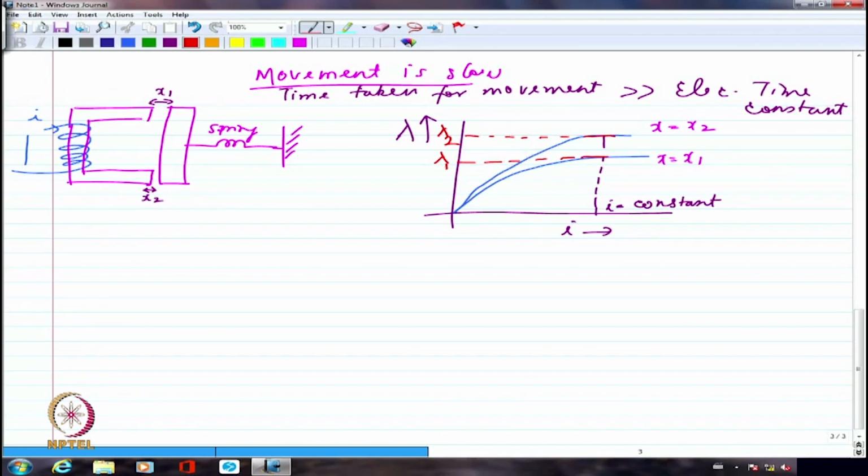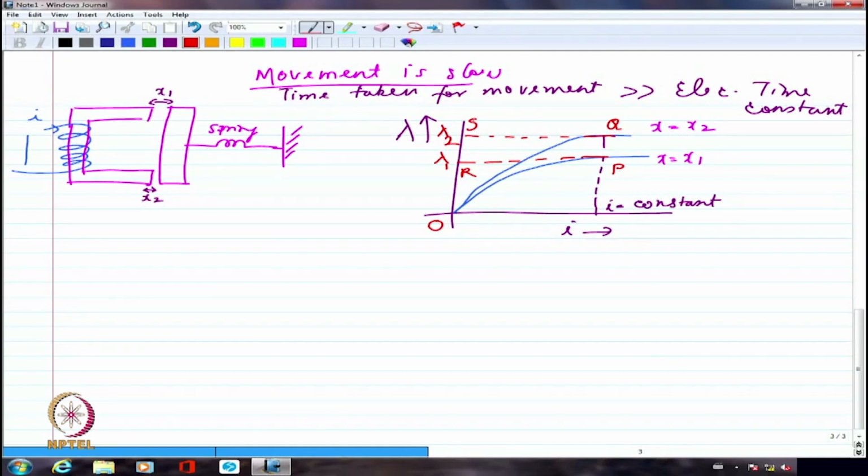Let me name these points as O, this is P, this is Q, this is R, and this is S. So I'm just naming the points like this.